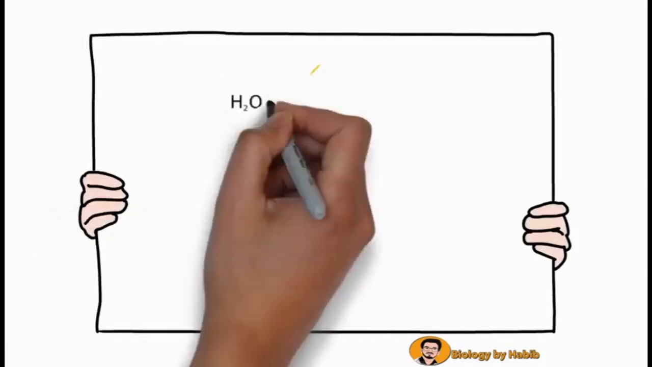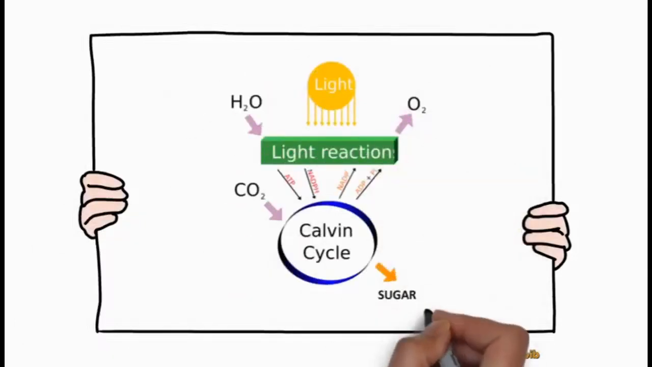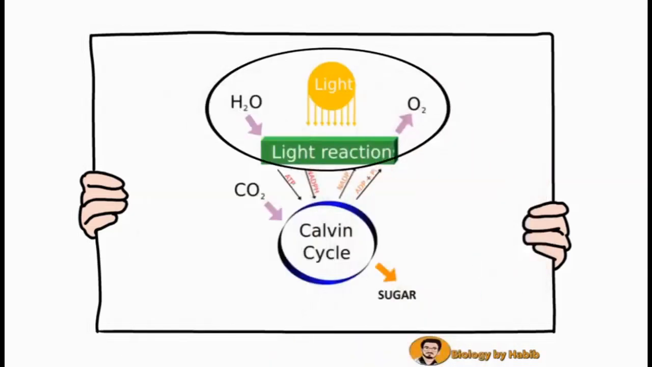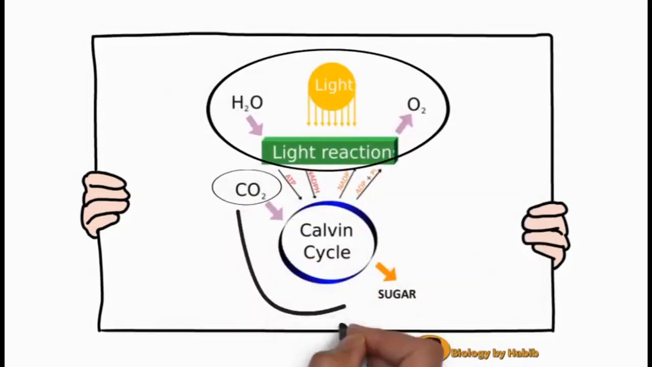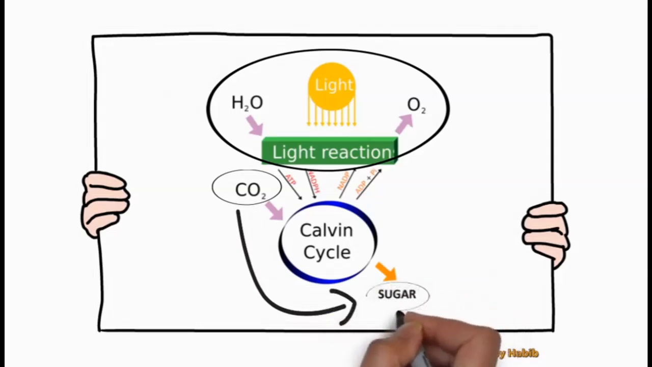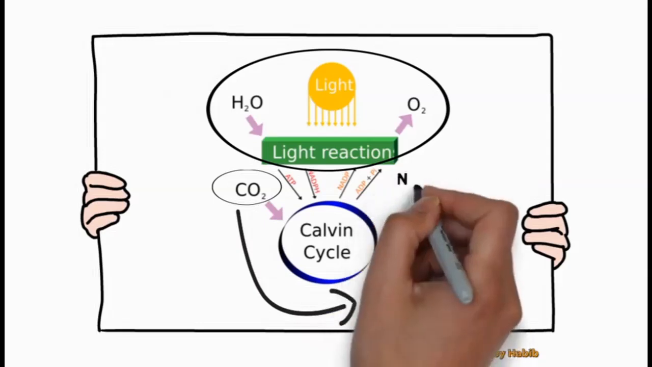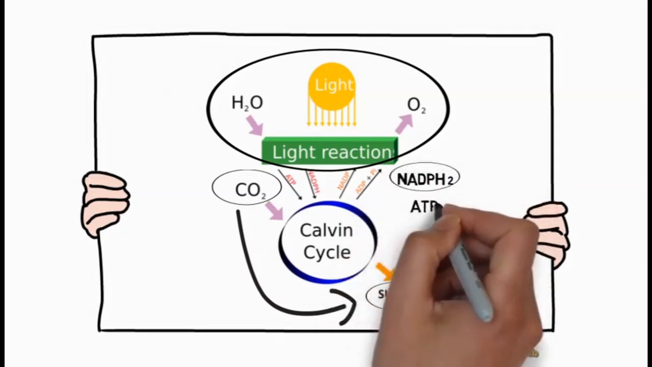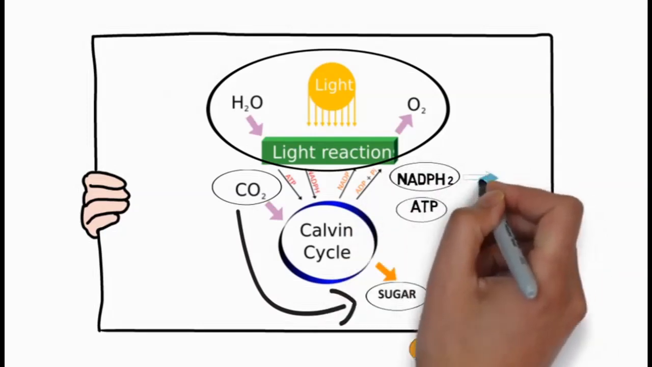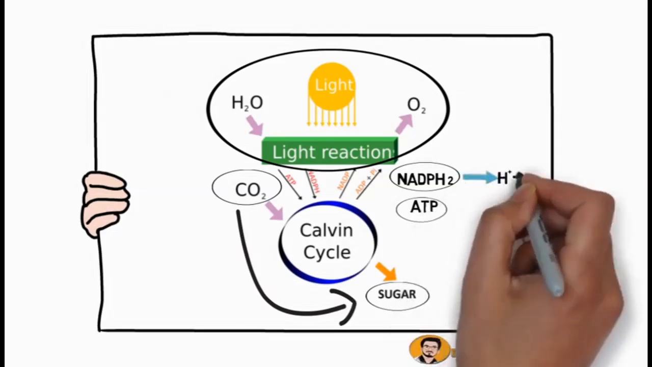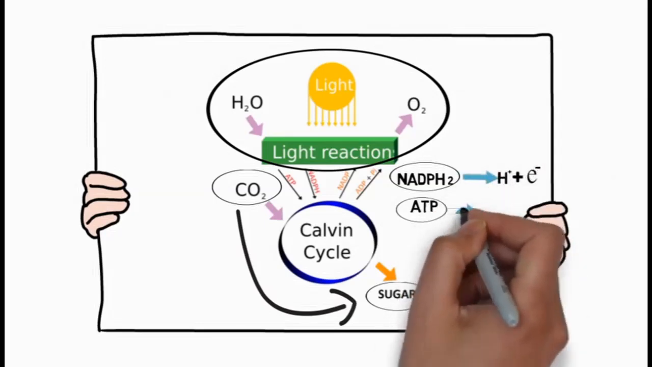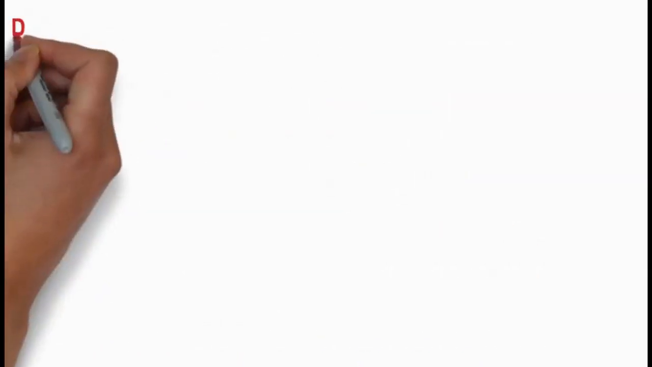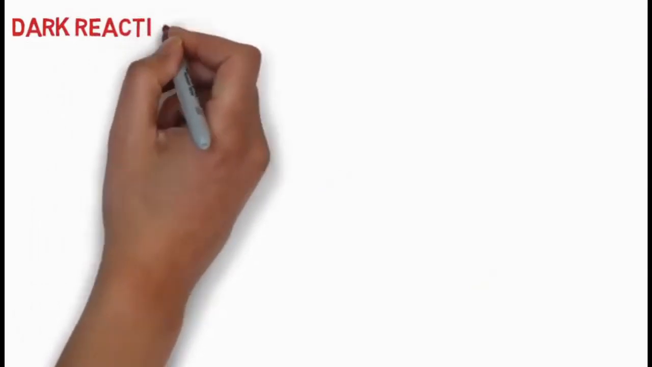If we have a look at the total steps of photosynthesis, it consists of the light reaction and the dark reaction. In the dark reaction, carbon dioxide is converted or reduced to a sugar molecule. From the light reaction, plants get NADPH2 and ATP molecules. NADPH2 will provide electron and proton, and ATP will provide energy to the dark reaction, so that carbon dioxide is reduced to sugar. Let's start the dark reaction.